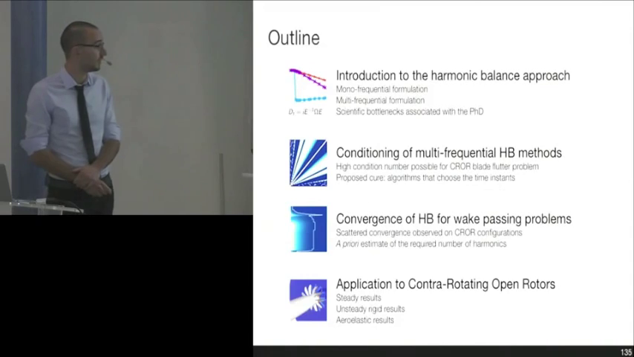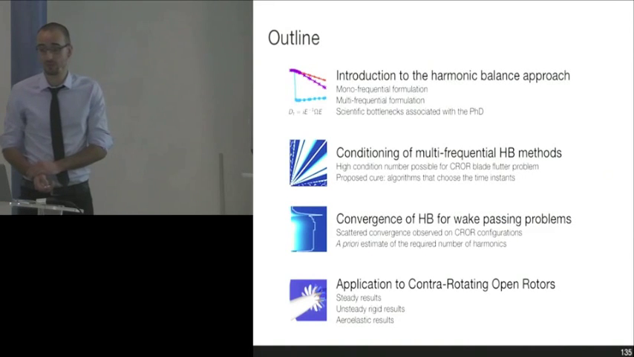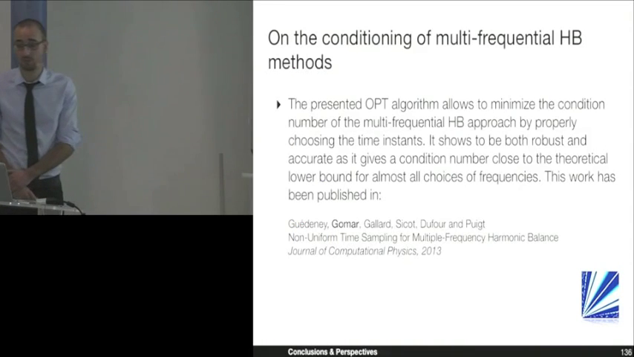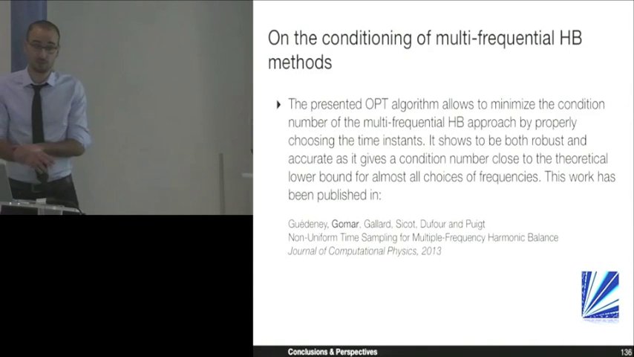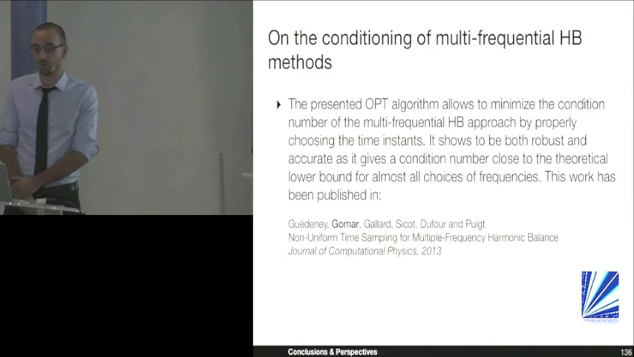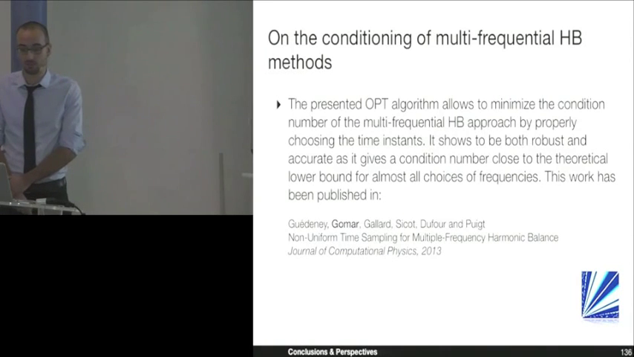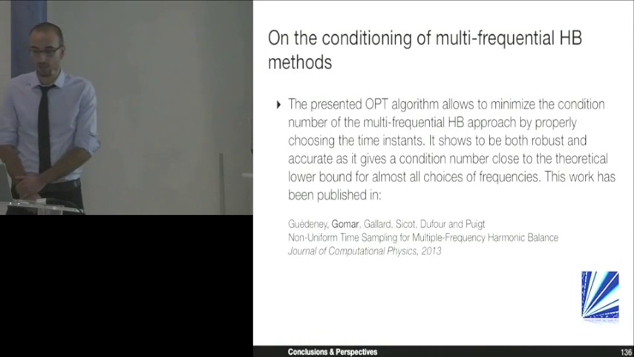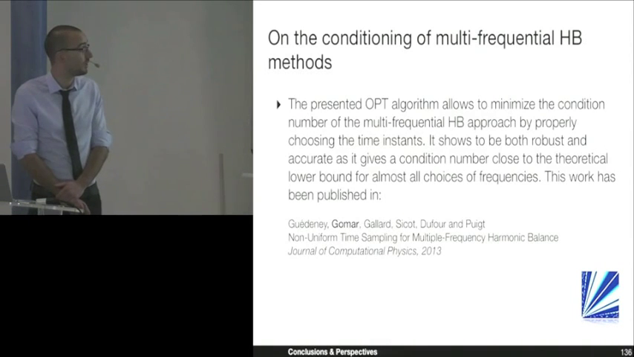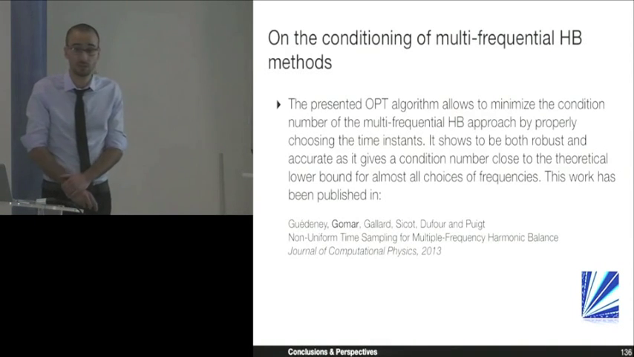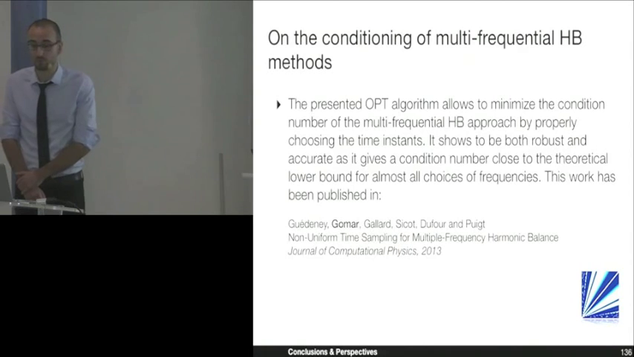So this brings me back to the conclusion. First conclusion, on the conditioning of multi-frequential harmonic balance methods. We can say that the presented optimization algorithm allows to minimize the condition number of the multi-frequential harmonic balance approach by properly choosing the time instances. It shows to be both robust and accurate, as it gives a condition number close to the theoretical lower bound for almost all choices of frequencies. And this work has been published in Journal of Computational Physics.